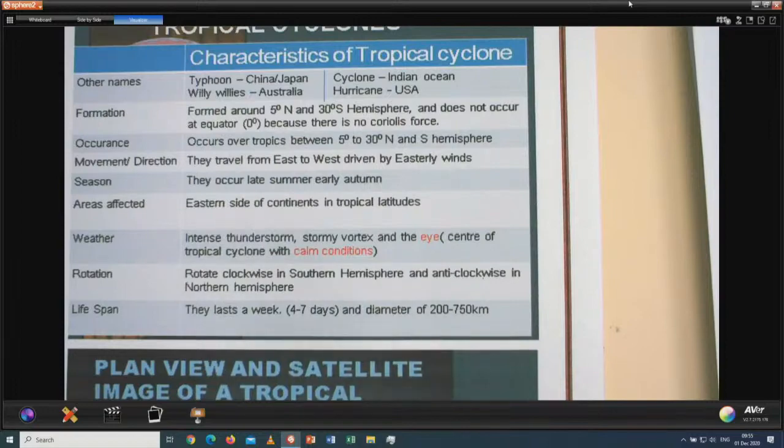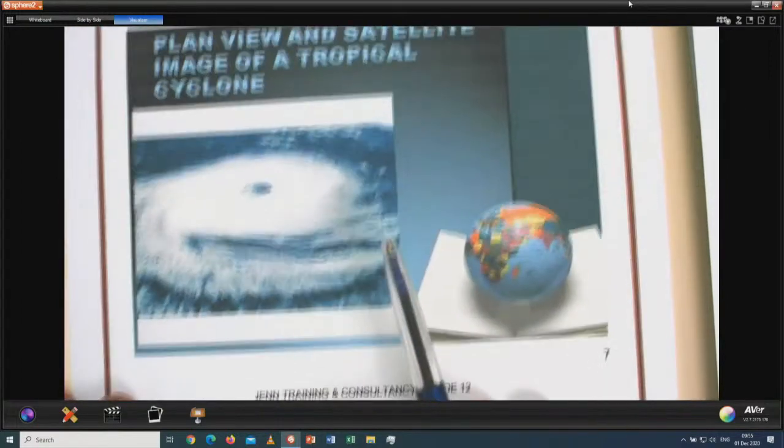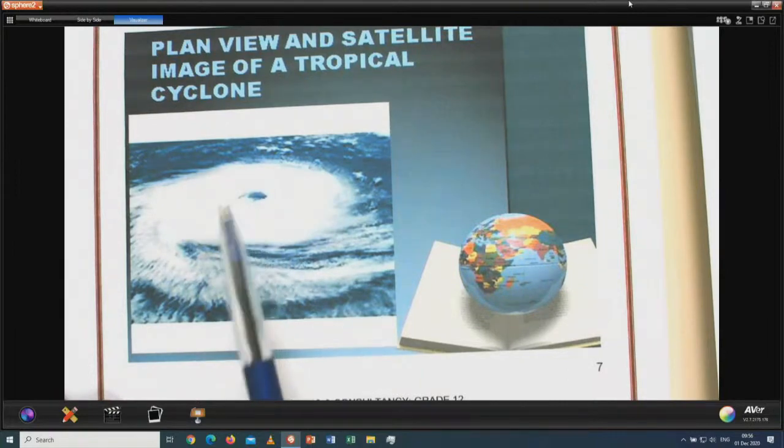This is a plan view of the mid-latitude cyclone. This whitish thing that you see here is the clouds, the cumulonimbus clouds around the eye. This is the eye where we have the calm conditions. Calm conditions is where we are experiencing no clouds. As you can see here, this is not small, it's approximately 50 kilometers in diameter.